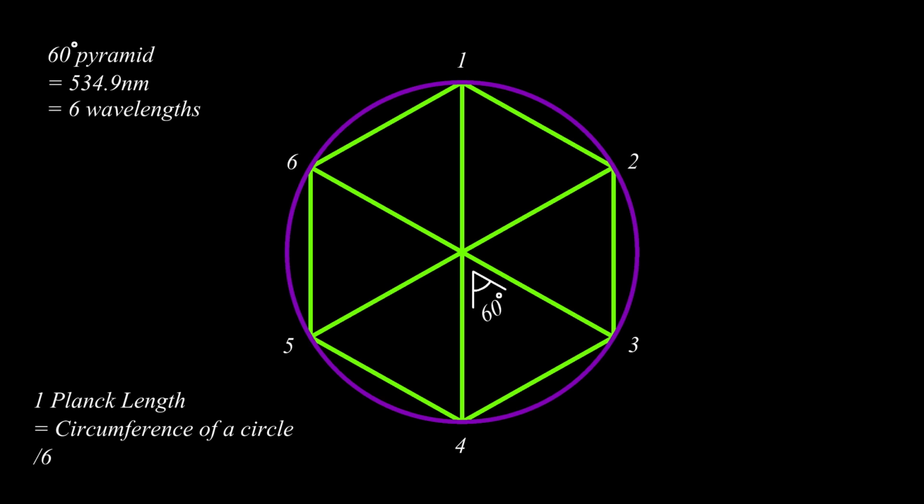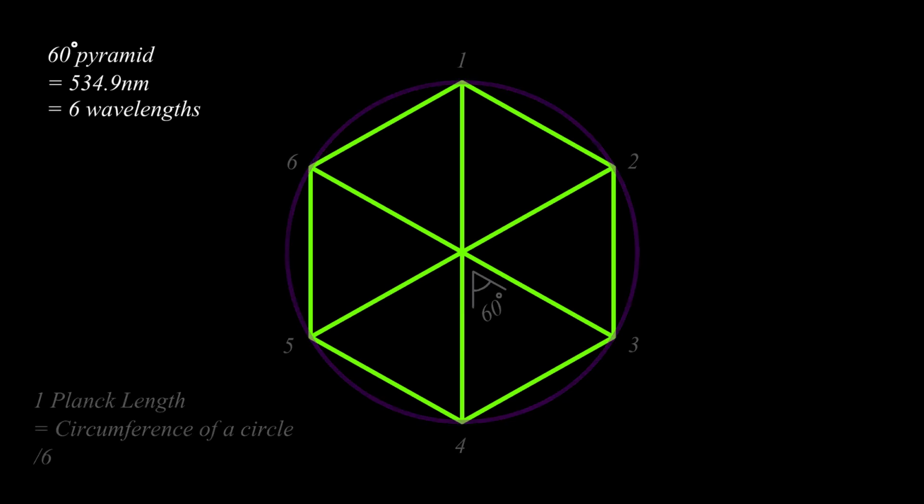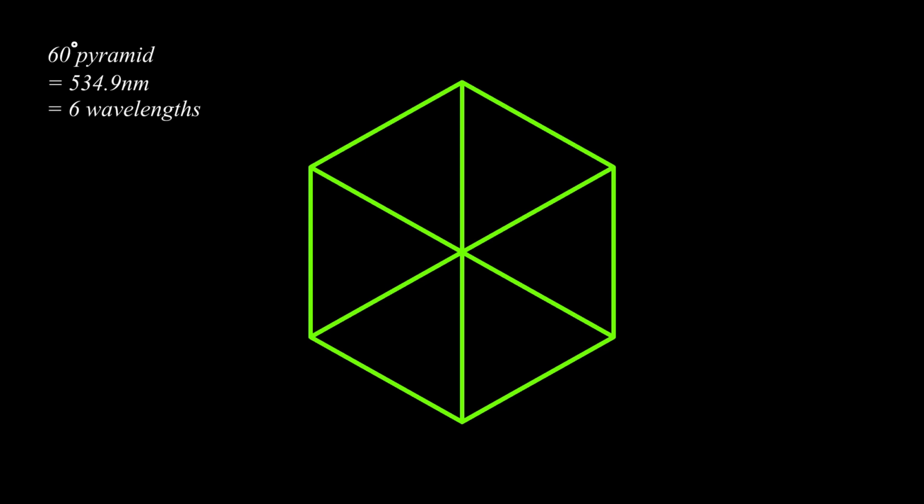And so this has automatically generated a pyramid of 60 degrees that is 534.9 nanometers, which is equivalent to 6 wavelengths exactly. So the minimum number of wavelengths you can use for this system, and only multiples of, is 6. So the minimum would be 6, and then 12, 24, etc. So 1 Planck length, being the circumference of the circle, divided by 6 equates all of these values. And then moving on, we just see the stacking. And again, the polygon stacking, but reversed back to the triangle.